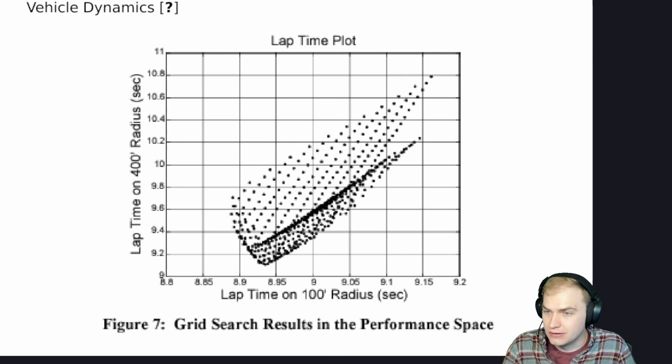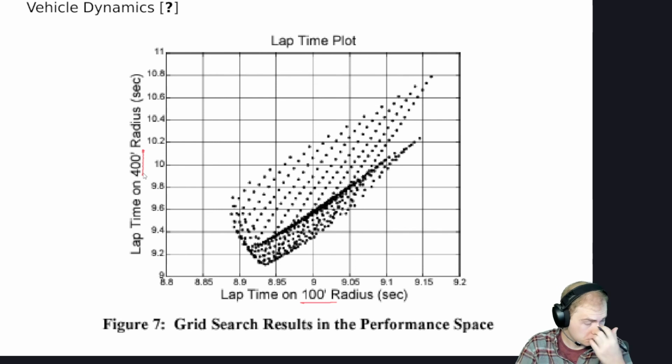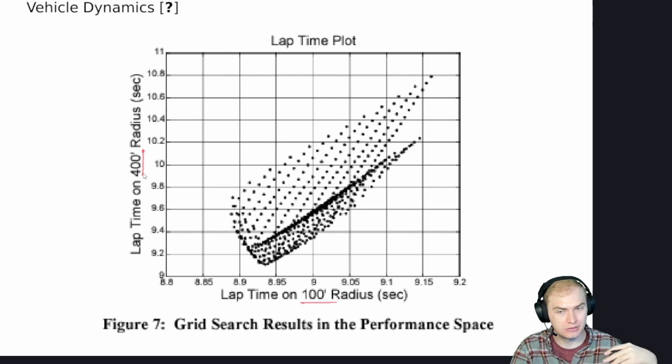Vehicle dynamics. Again, if you're designing a race car, maybe you care about how quickly it can make a 100-meter turn, or a 100-foot radius turn, or a 400-foot radius turn to prepare for different sorts of courses. Maybe you have a different suspension setup, different tire setup. You might like to look at the Pareto frontier and see which ones are unilaterally better than others, which setups.